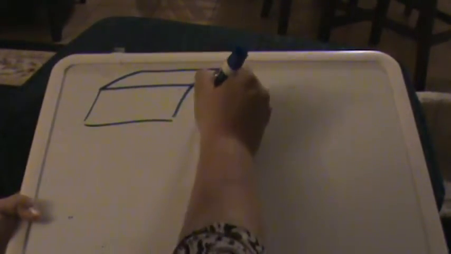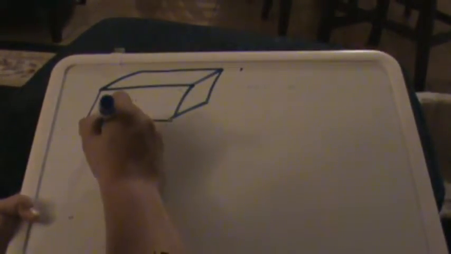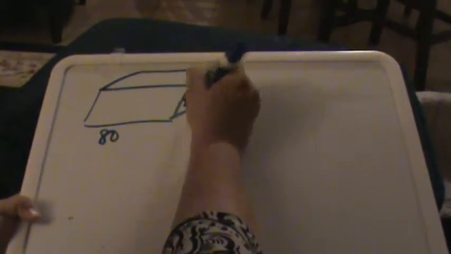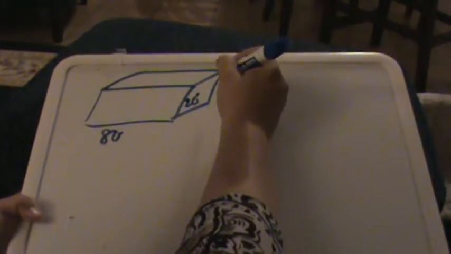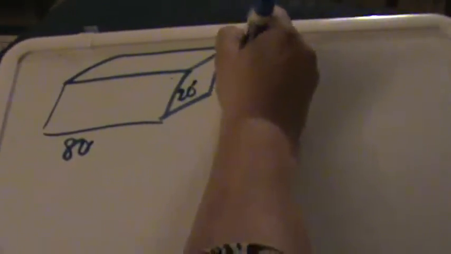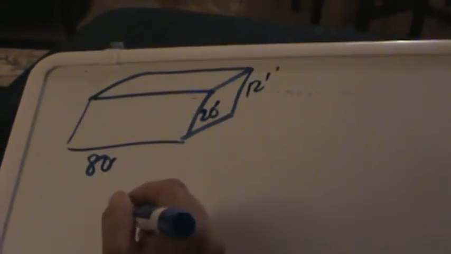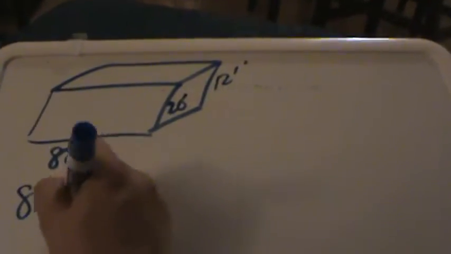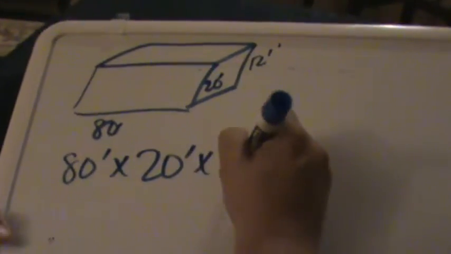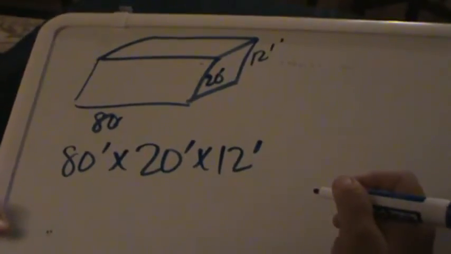The second question says, how many gallons are contained in a swimming pool that is 80 feet by 20 feet by 12 feet? So we understand the volume of a rectangle, right, which is what a swimming pool is. This swimming pool happens to be 80 feet by 20 feet by 12 feet deep. Okay, so we can do the volume, and we want to know how many gallons. So we're going to multiply 80 feet times 20 feet times 12 feet, and that will give us cubic feet, but we want gallons.